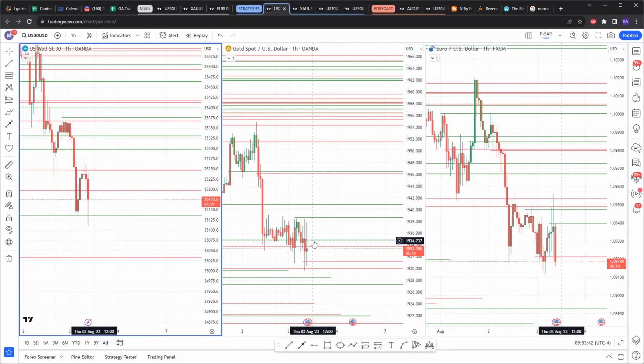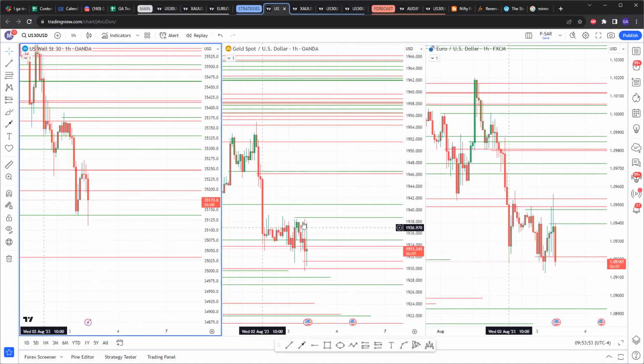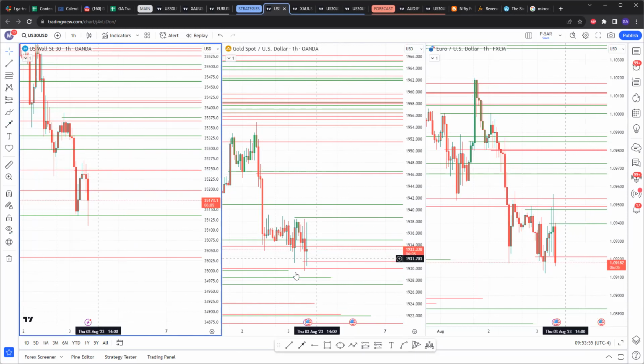For gold, my buy area is 1934. For EU, my buy area is 1.09399. So you want to see a break and retest above these zones. That's how you interpret these parabolic zones.